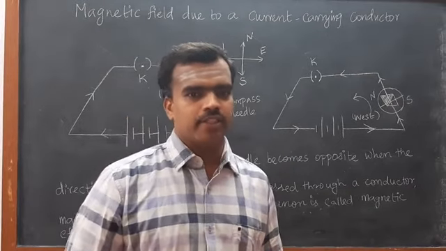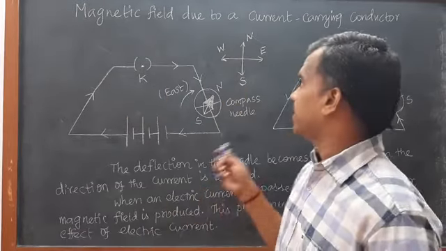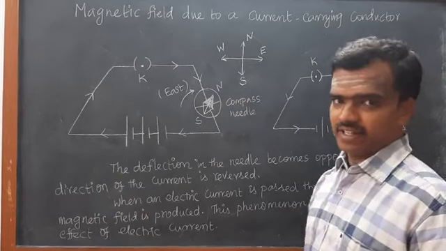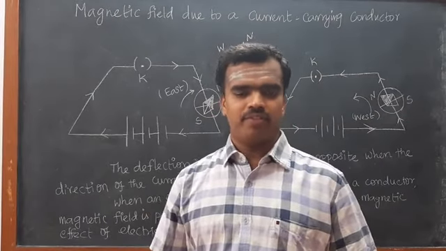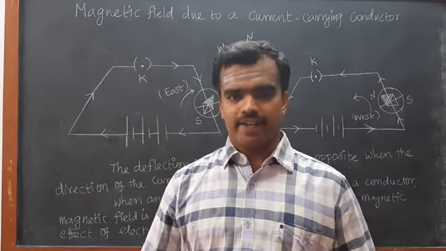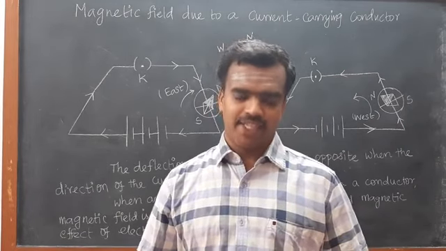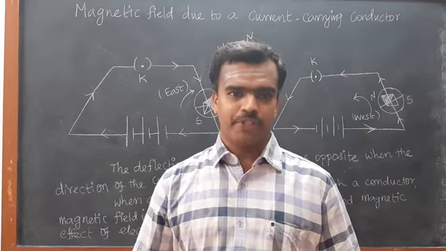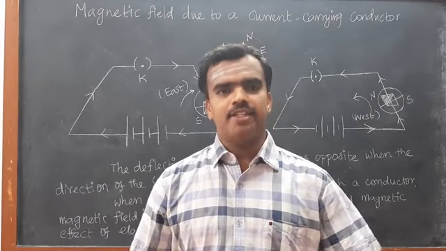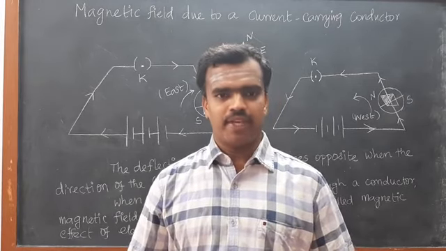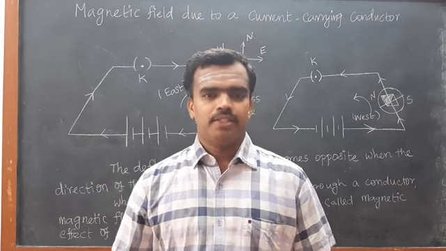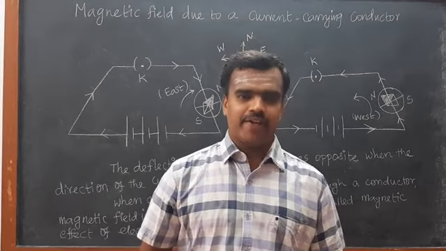So here we are going to discuss the magnetic field due to a current carrying conductor. If a current is passing through a conductor, what will happen? Of course, a magnetic field is produced. Due to this current, the magnetic field is produced. That is why we call it the magnetic effect of electric current.